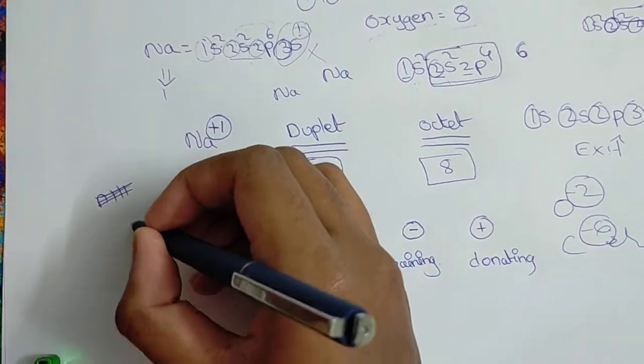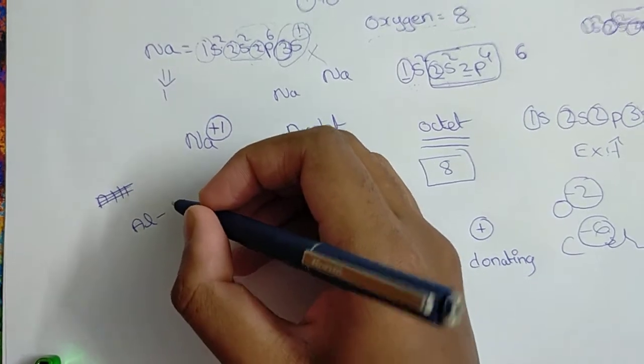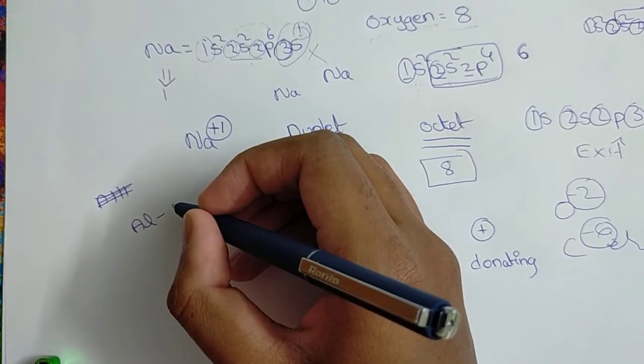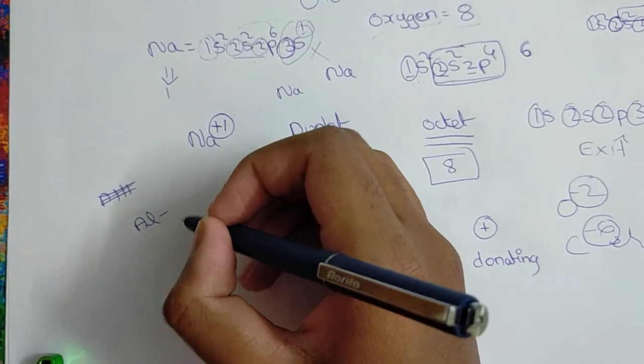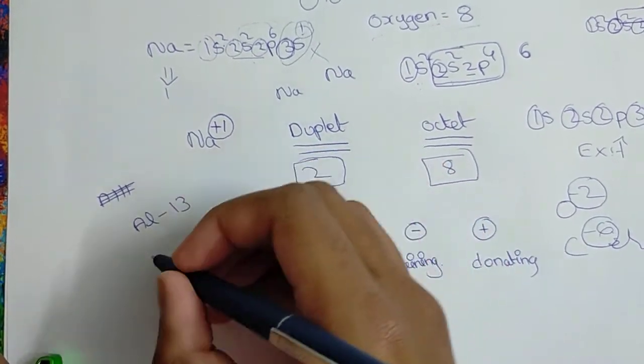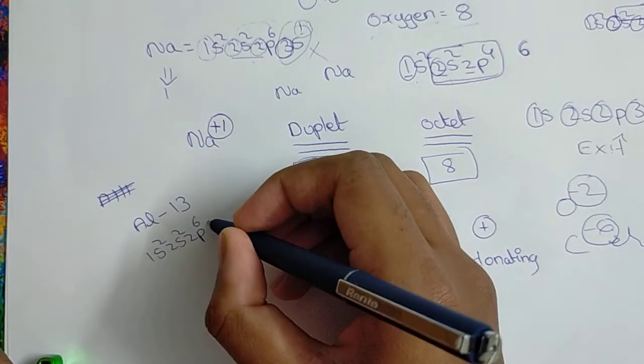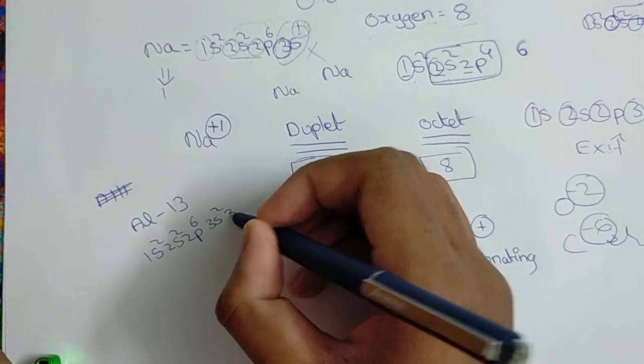Sorry guys. Symbol of aluminum, Al. Atomic electronic configuration, and first we should find out the atomic number. Atomic number of aluminum is 13. And I'll write the electronic configuration of aluminum: 1s2, 2s2, 2p6, 3s2, 3p1.